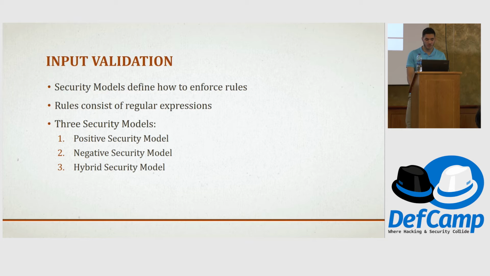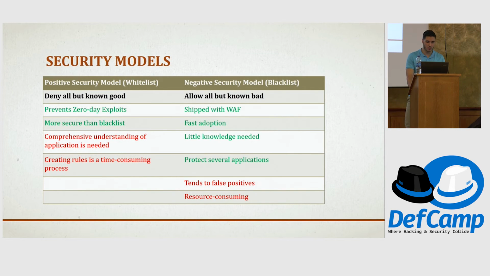To have a deeper look into the first two security models, here's a short comparison between the positive and the negative security model. So the positive security model is also called whitelisting. The general rule is deny all but known good. So the general rule is to deny every request except if we find something in it that we have defined as good.